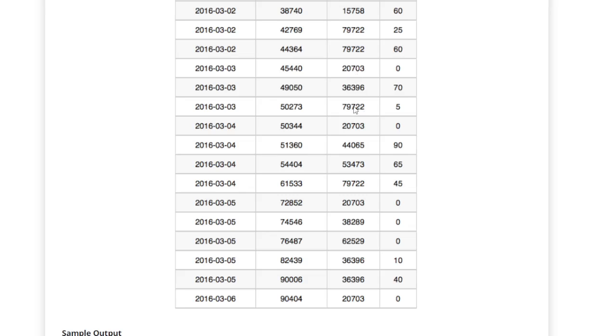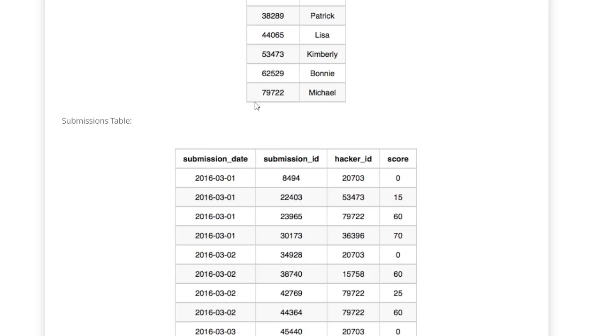Now out of these 2 hackers, whom should I take? This 20703 has made one submission, and this one also has made a submission. So if that is the case, I have to go with the lowest hacker ID. So this is the lowest hacker ID, and then I will find out the name and print that name. I hope you understand. Okay, now I have made both of these tables in my SQL Server. So let's go to SQL Server and solve that question.